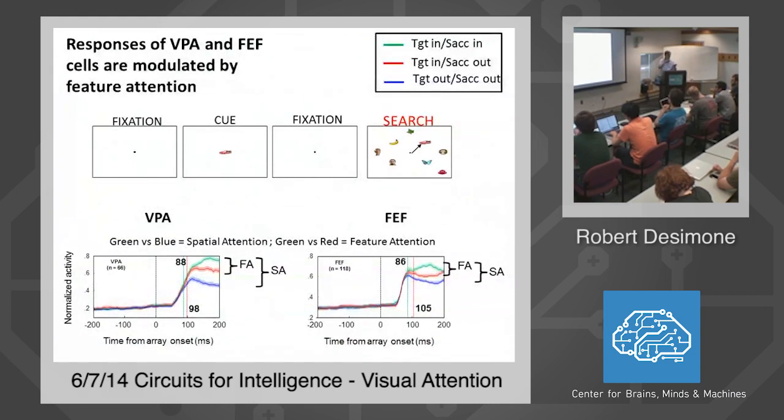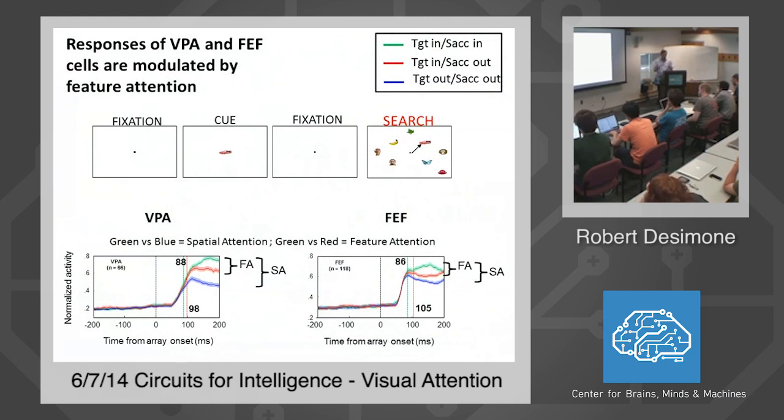Okay. So now, by doing that manipulation that I showed you earlier, looking at feature versus spatial attention, we can look at the effects of feature attention and spatial attention on the responses. This is the difference between the green, red, and blue lines here in the frontal eye fields and VPA. The difference between the green and red lines shows you the effects of feature attention, and the green and blue lines would be the effects of spatial attention.